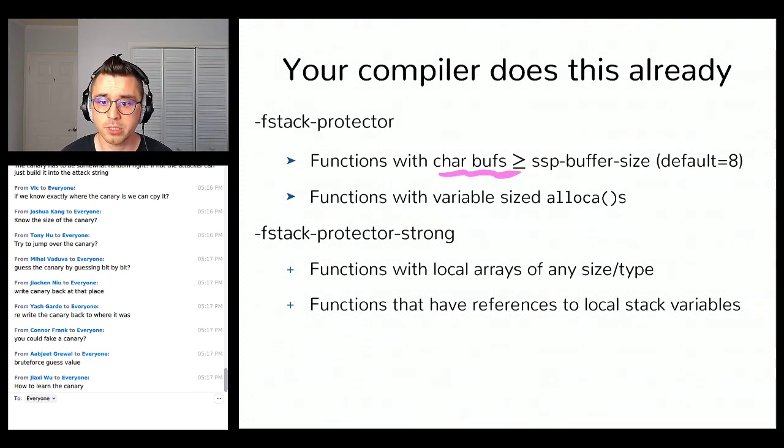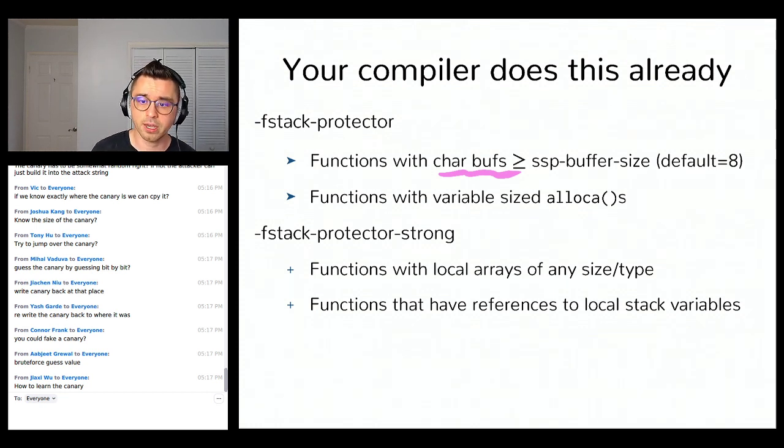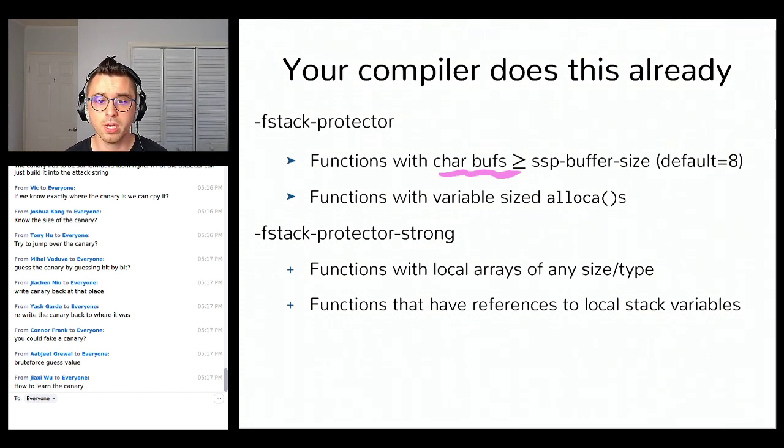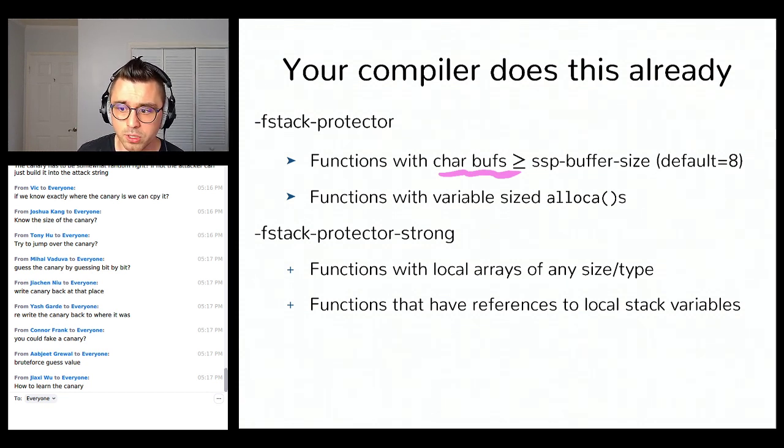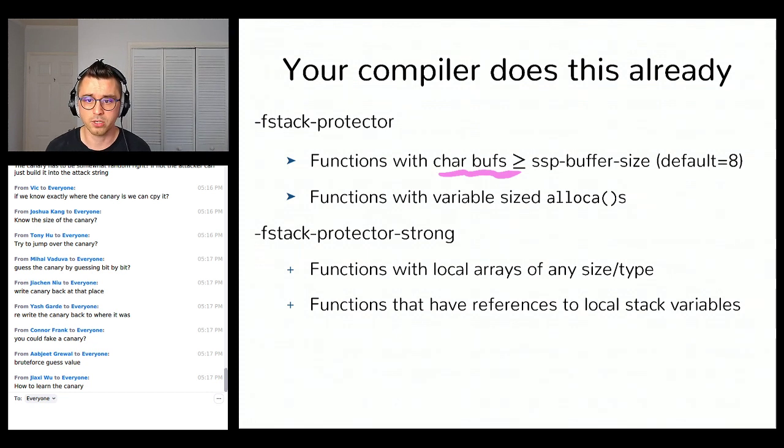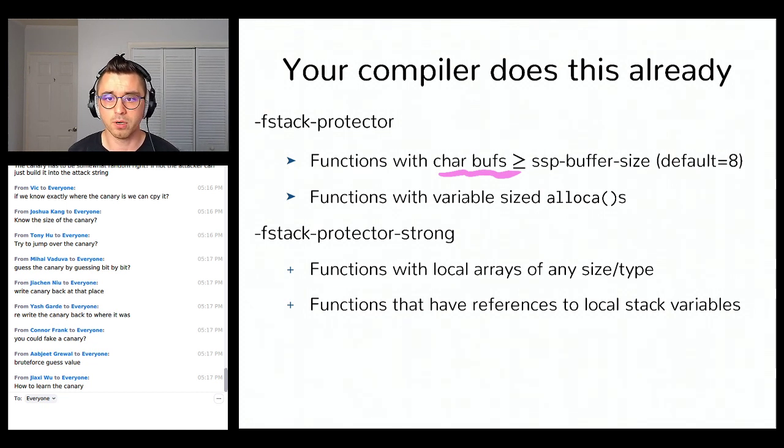With fstack-protector-strong, you also get stack canaries if your functions have references to any local stack variables. So if you take the address of a local variable, we're going to turn on stack canaries. And again, the reason is like what we saw earlier: if you do that, you might actually expose some write gadget. We'd be writing to parts of the stack that might not be covered by overflowing alone.